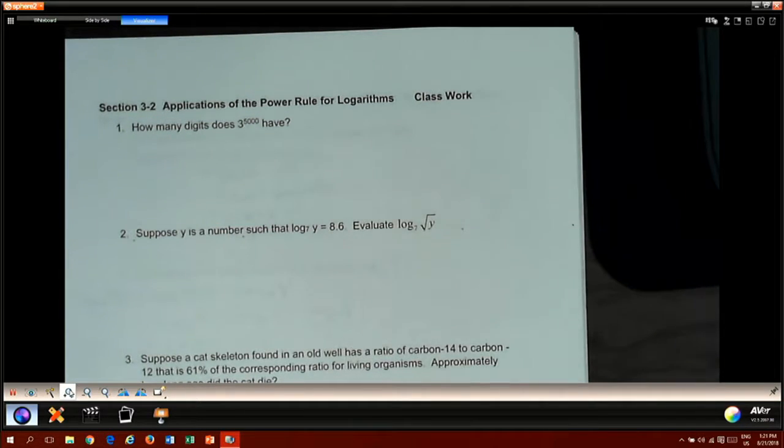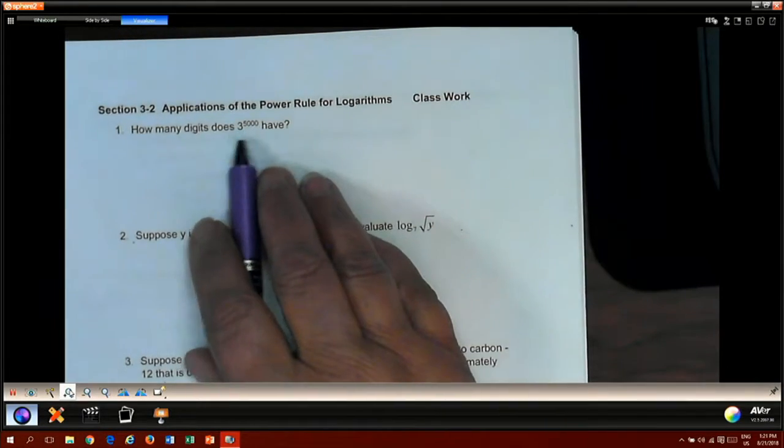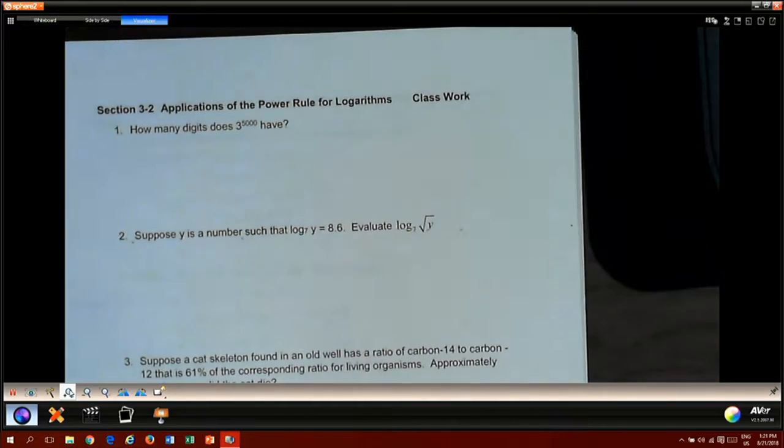Okay, we're now going to look at the power rule for logarithms. The power rule allows us to bring the exponent down and put it in front of the logarithm in order to solve. So we want to find out how many digits 3 to the 5,000th power has.